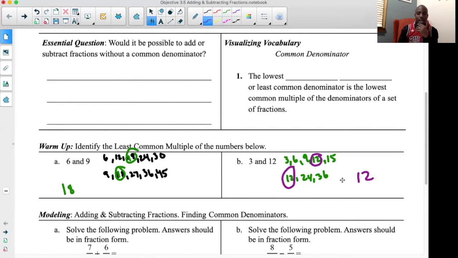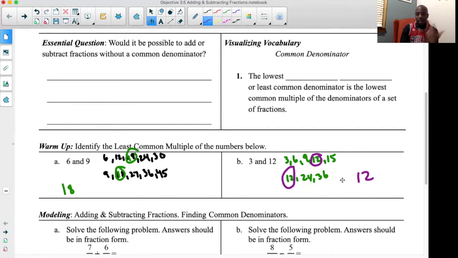Now, why do we do that? When you're thinking about adding or subtracting fractions, you've got to find a common denominator. A good way to do so is to list out the multiples of both of the denominators to see which one they have in common. There are other strategies we have to talk about when dealing with these fractions, but this is the first part: finding that least common multiple, finding that common denominator.